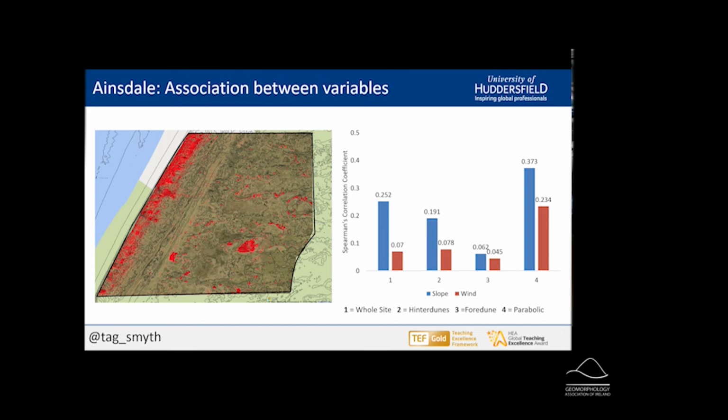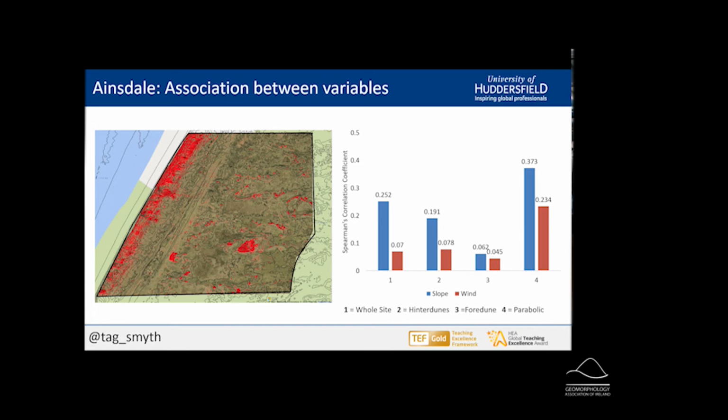And we did this at 4 different scales. So we looked at the whole site, we looked just at the hinterdunes, which is kind of like this region here. We then only looked at the foredune region, and then we just looked at a single landform, which was this parabolic. And in all cases, it's a weak correlation or a very weak correlation. But what is of substantial note is that in each case, slope is the better predictor. So slope is a much better predictor of where bare sand is at this location rather than wind speed.